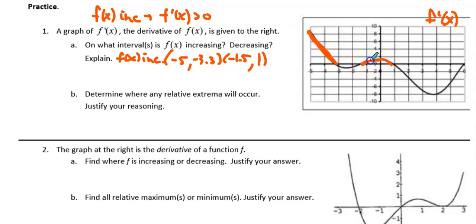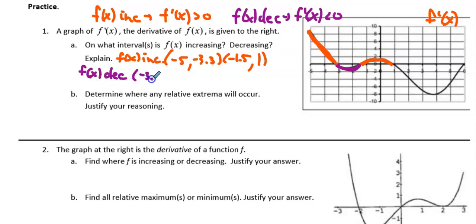Where is it increasing? The function's increasing where f prime of x is greater than 0. Well, where is f of x decreasing? Well, that's going to be where our derivative is going to be less than 0. So it's going to be on this interval right here. So f of x is decreasing on the interval from -3.3 to -1.5. And it's decreasing from, let's say, 1 to 6. So what are my explanations for this?